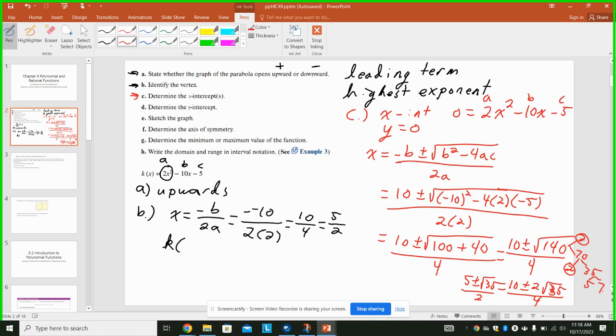All right, then it says determine the y-intercept. This is being recorded, so it's somewhere. I'm going to erase all this. Yes, that was the x-intercept. Am I good to erase?